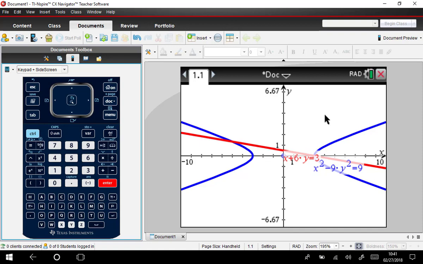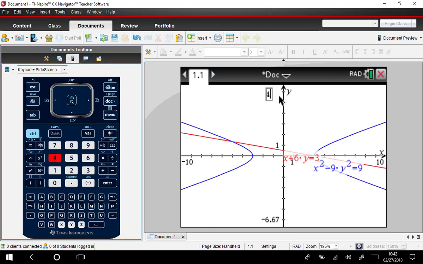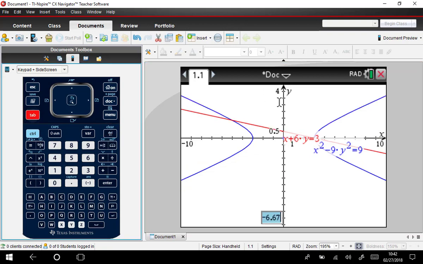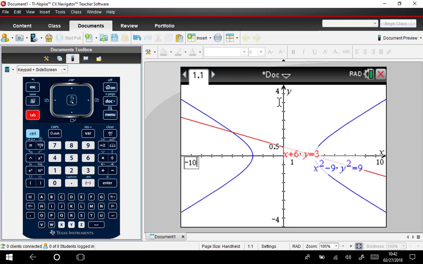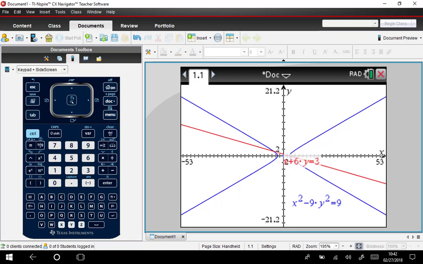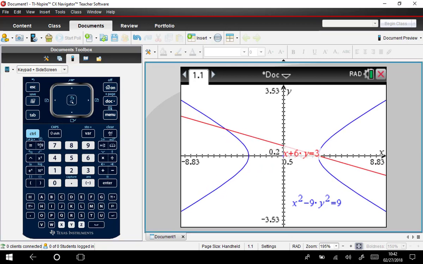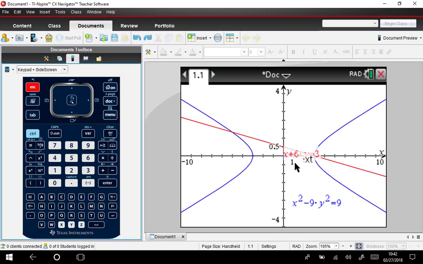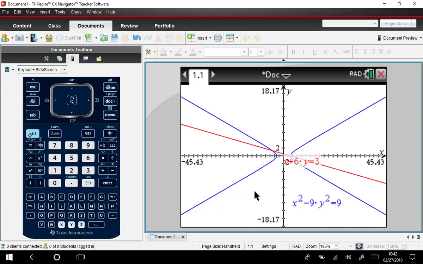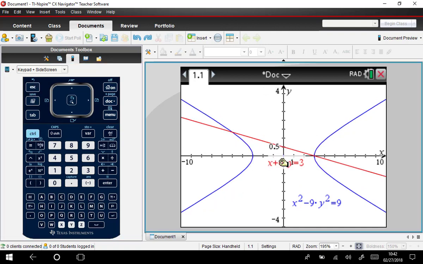I don't really need to change my window, but I'm just going to tighten it a little bit. Make this like a 4 to negative 4. 4 and negative 4. Okay, that just kind of expands it a little bit. And I'm going to move these out of the way. Oops, that was a function of me touching it. Okay, I'm just not going to try that. It wants to grab like the axes and stuff. Label. Oh, there we go.